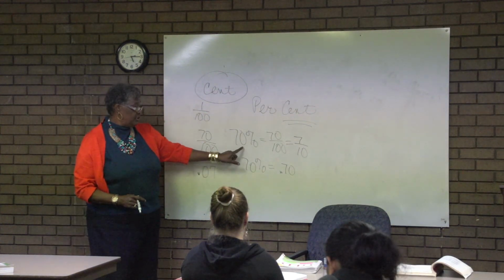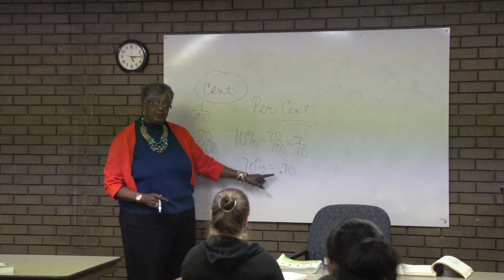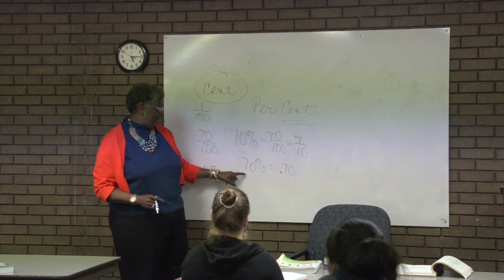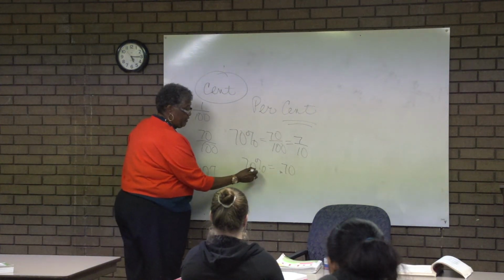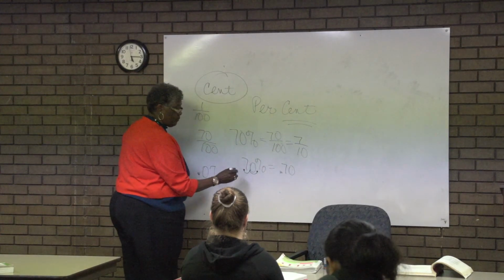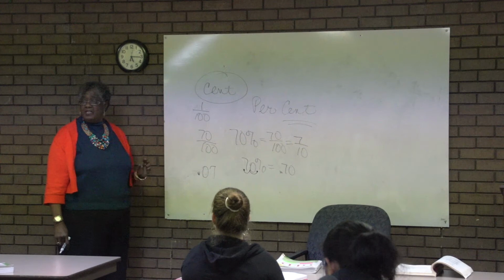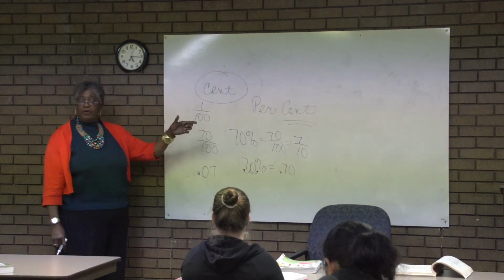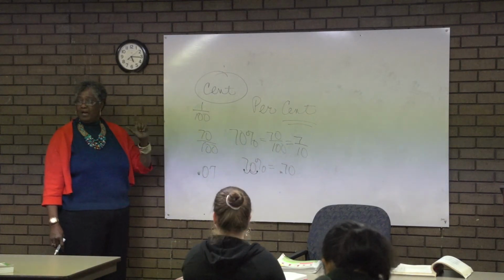So to change it from a percent to a decimal, all you have to do is divide by 100. And to divide by 100, you do that by moving the decimal point back 2 places. It's very important that you understand that when you move that decimal point back and forth in a number, you are multiplying and dividing that number by a power of 10.